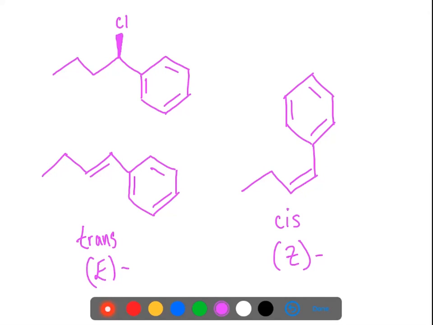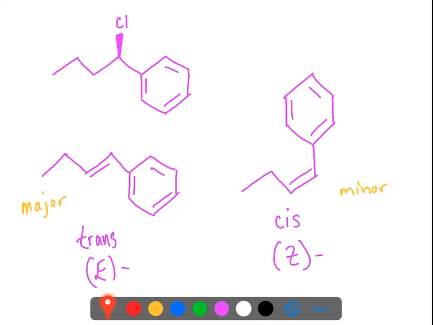So these are the two stereoisomers that we expect from this E2 reaction, and the major product will be the trans stereoisomer, and the minor product will be the cis. And again, that's due to the steric hindrance or steric interactions associated with having this phenyl group and this ethyl group on the same side of the double bond. So the major product is the trans isomer.